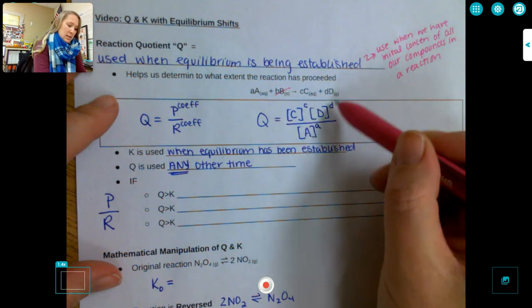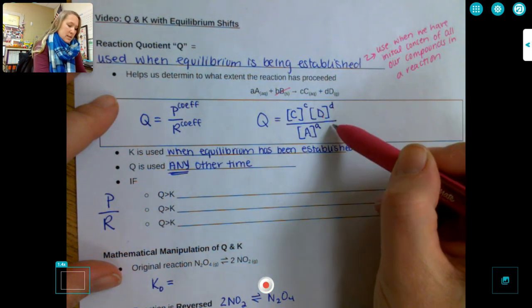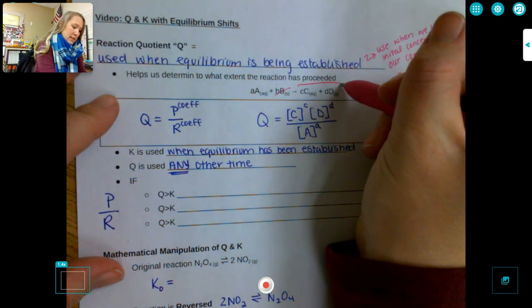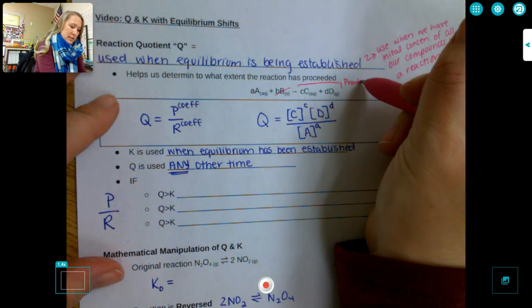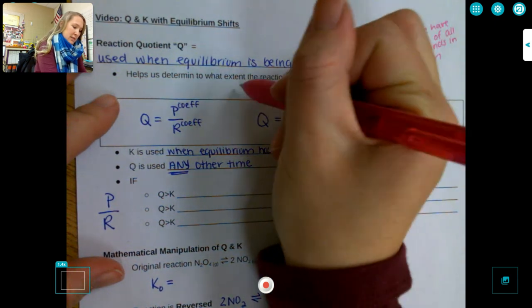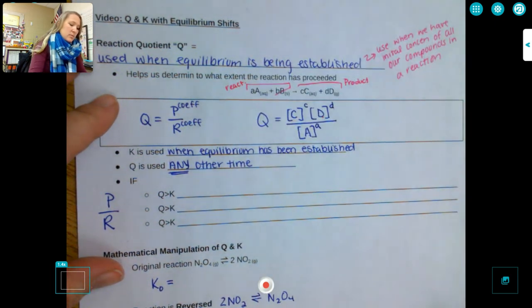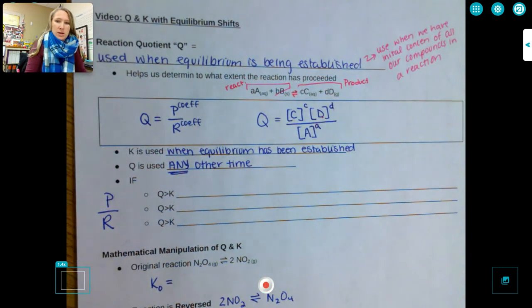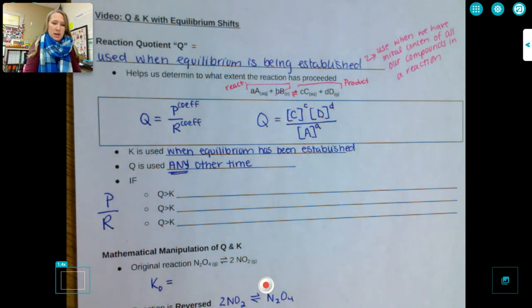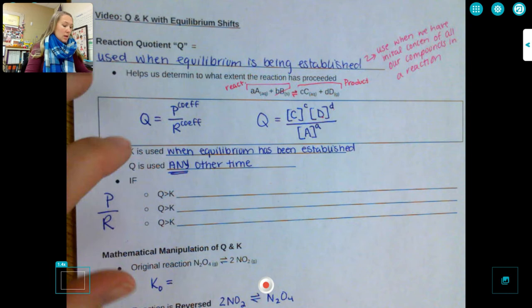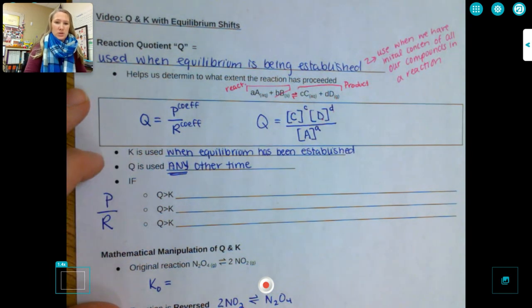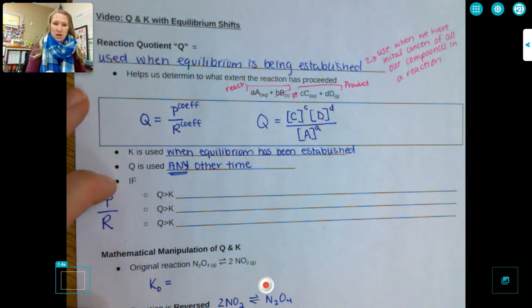So C and D are our products, and A is our reactant. Remember that anything on the right is considered your product, and anything on the left is considered your reactant, even if it has, this one should have the double arrow in here. So it's always products over reactants, and our products are always on the right, and our reactants are always on the left. Remember that K is used when equilibrium has been established, so when we have equilibrium concentrations. Otherwise, Q is used at any other time.